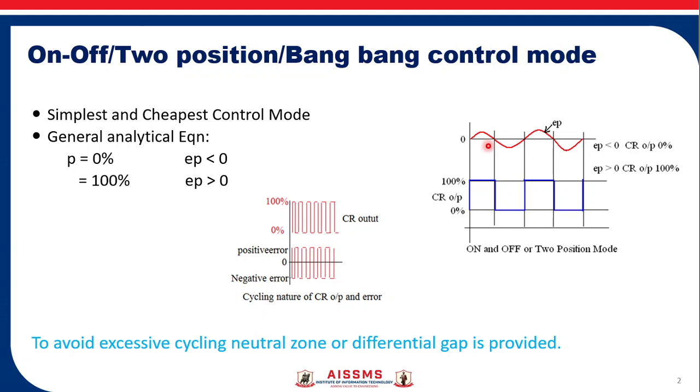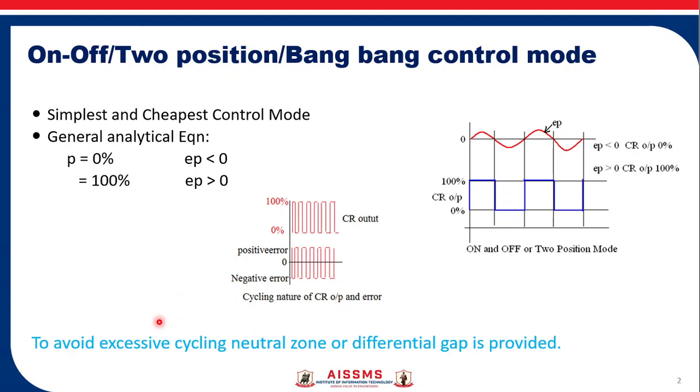Again, similarly, your error will start increasing, and as soon as it crosses 0, then your control output will become 100%. So this is the response of the slow process. But when we talk about the fast process, then this switching of controller between 0% and 100% will be very fast. So such a process exhibits the cycling behavior.